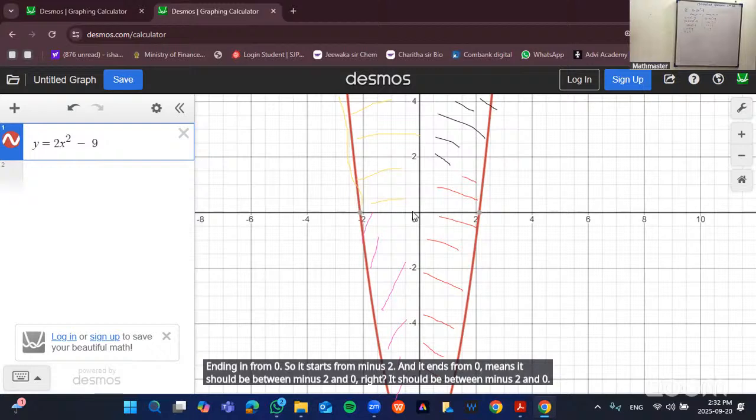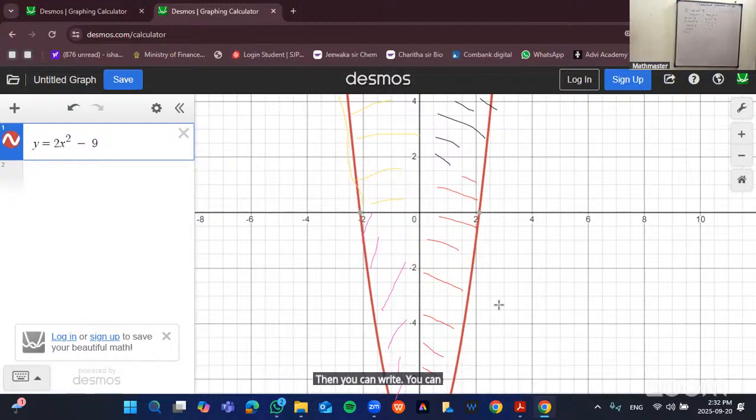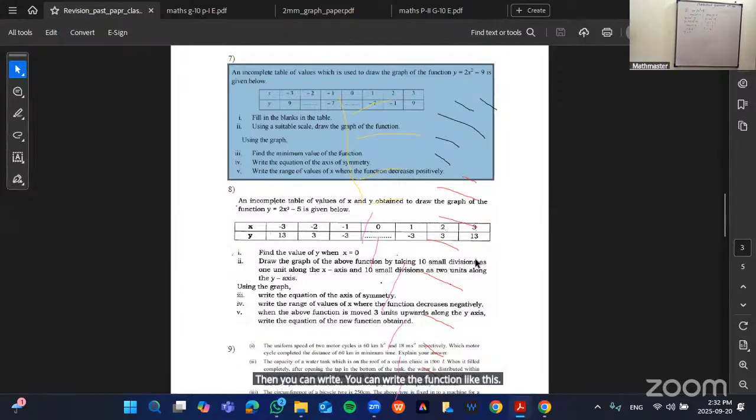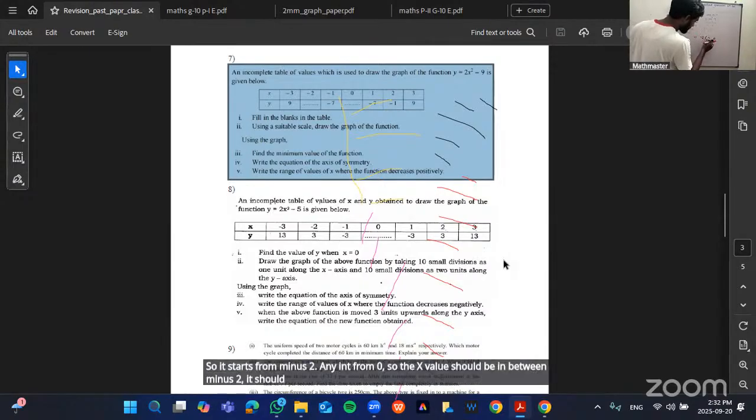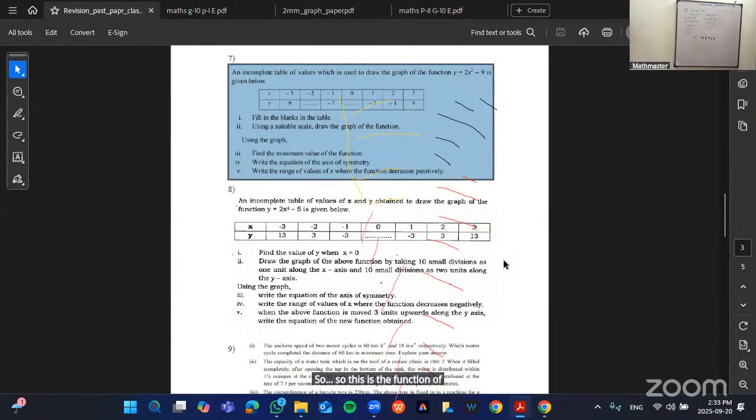Then you can write the function like this. Seventh question, fifth part, you can write it like this. It starts from -2 and it ends at 0. So the x value should be greater than -2 and less than 0. So this is where y decreases positively. Understood? So this is the answer for the fifth part of the seventh question.